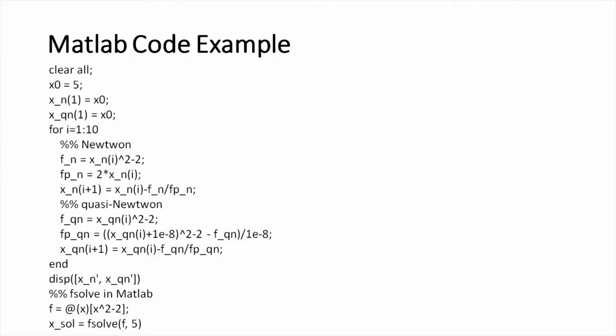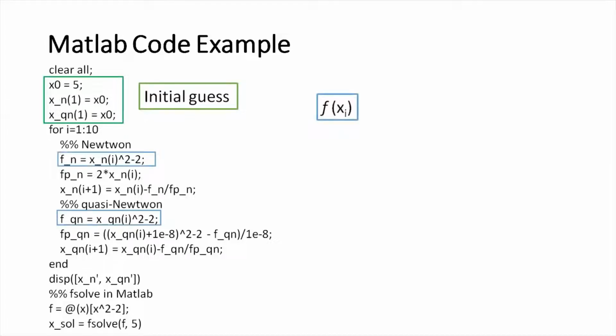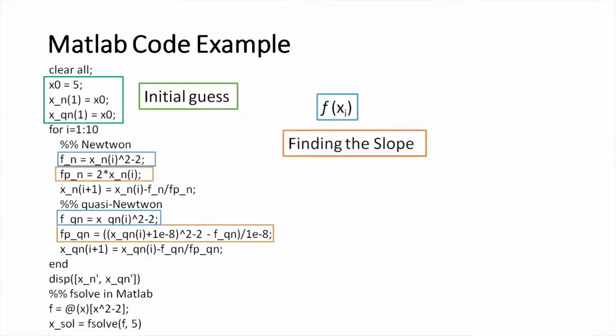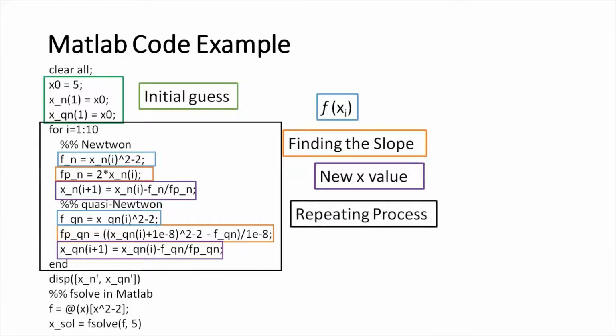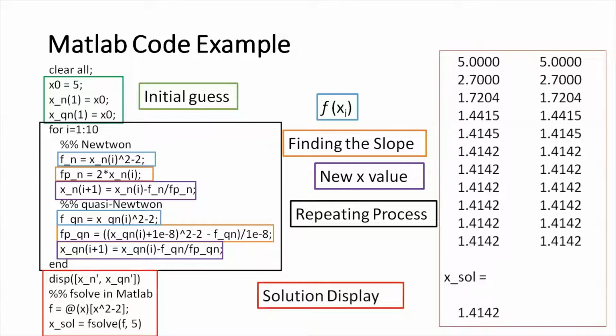And here's the MATLAB code. And I'll break it down with the steps of Excel that we talked about. So we'll have an initial guess for both the Newton's and quasi method, the equation, the slope to find the new x and how it replaces it. And we're going to have to keep on repeating this process, for this example 10 times. And we display the solution, which is shown.